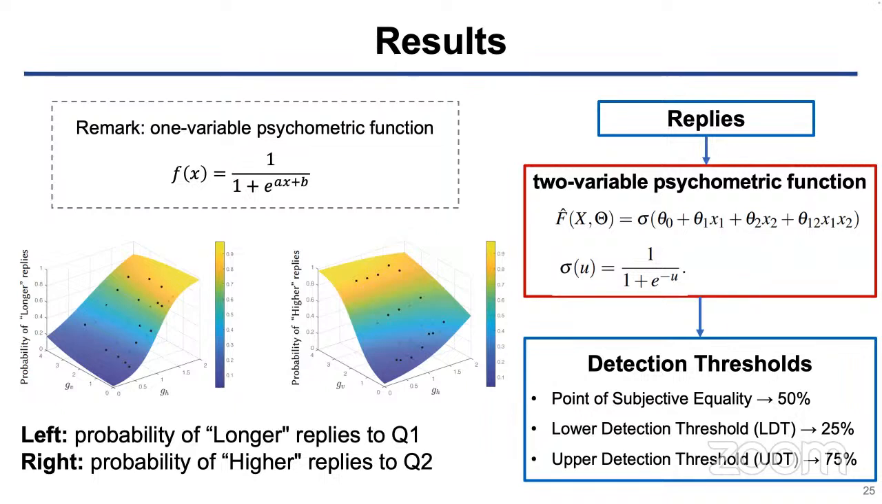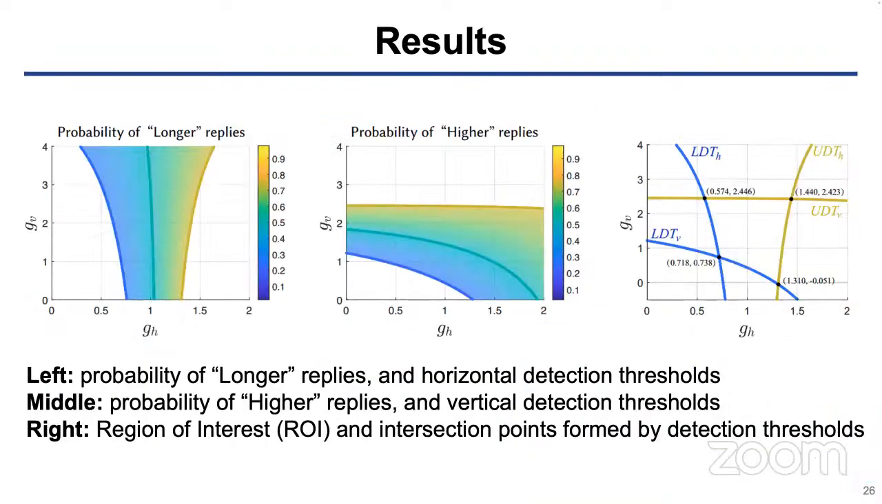detection thresholds. For example, the upper detection threshold, the UDT, is the 75% of the data, and the lower detection threshold, LDT, is 25% of the data. Instead of getting an S-shaped curve, we now have the 3D surface of the fitted data. If we look from the top view of the surface, we can have some initial conclusions.